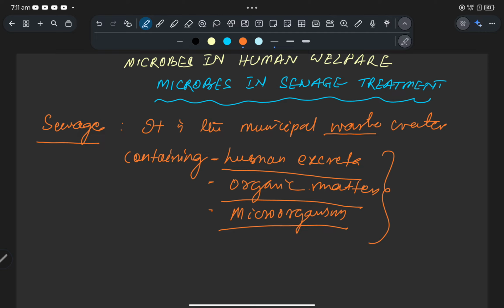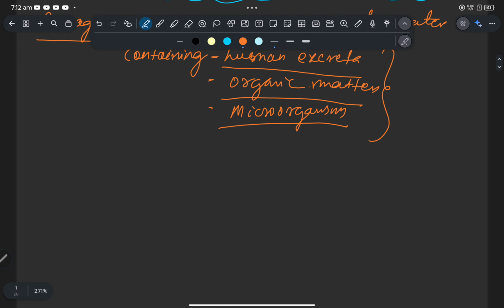Now, why is this treatment of sewage required? What will happen if we do not treat this sewage before releasing it into the water body? Our sewage water is released into a water body, either the sea or a river. But before that it should be treated, otherwise the whole water body will be contaminated and polluted. So let us see what are the problems with untreated sewage.